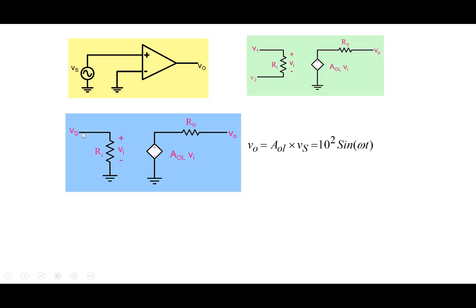And Vi, according to the circuit, is nothing but equal to Vs. So V0 will become AOL, which is 10 to the power 5, multiplied by 1 millivolt. So that becomes 10 to the power 2 sine omega t. But we said op-amp is limited to plus minus 12 volt. This is saying that this will go to 100 volt sine omega t, but 100 volt is not possible because, although not shown, there's a supply voltage of plus 12 and a supply voltage of minus 12. So it cannot go beyond plus 12 and minus 12.